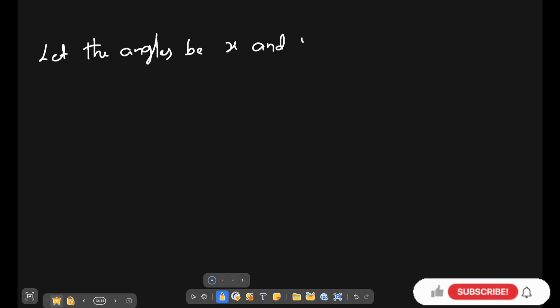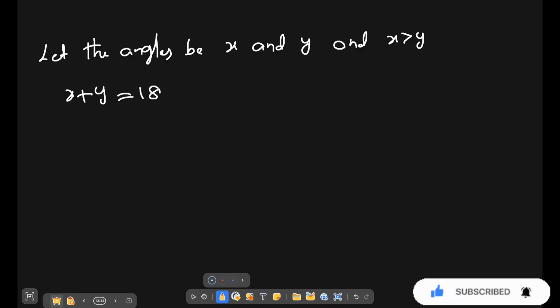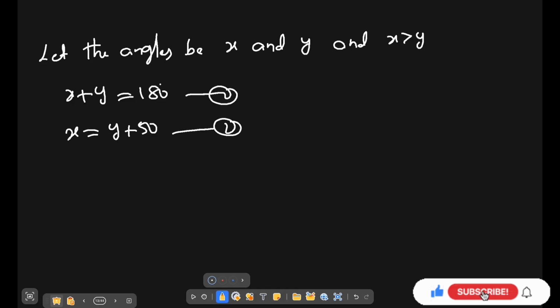Let the angles be x and y, and let us assume that x is greater than y. It is given that they are supplementary angles, meaning angle x and angle y are supplementary angles. So their sum is 180 degrees, equation 1. And it is given that the greater angle is 50 degrees more than the smaller angle, so x will be equal to y plus 50. The sum of 50 degrees and y will be equal to x degrees. Let this be equation 2.